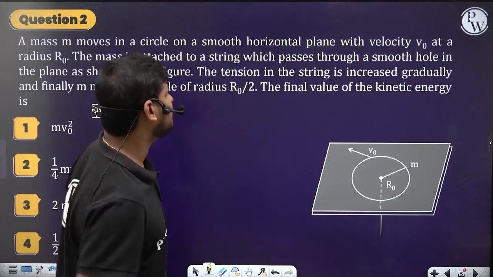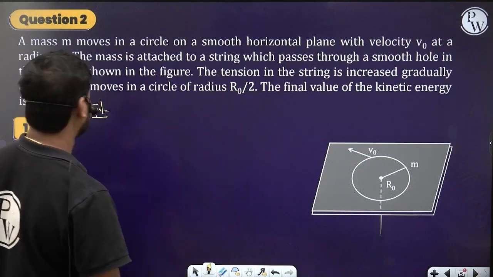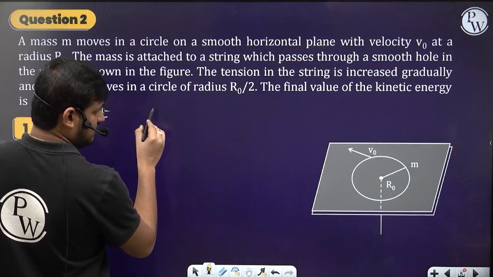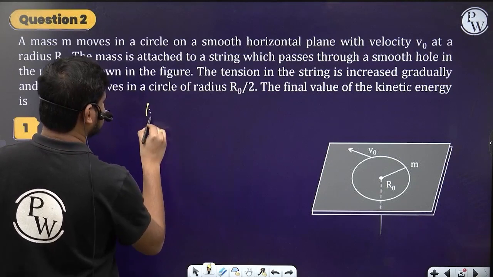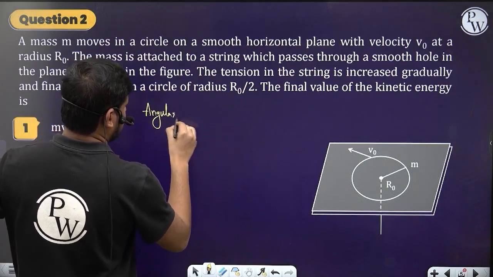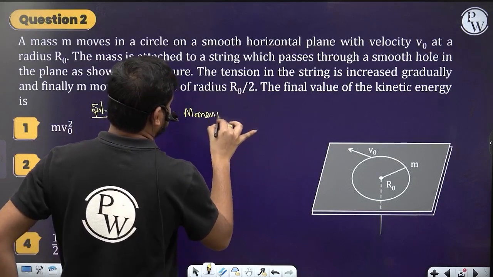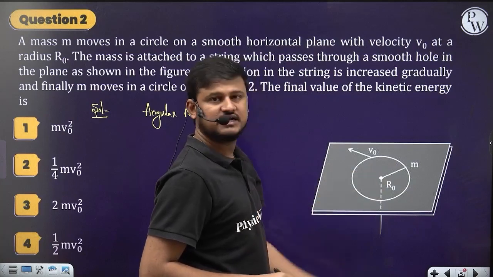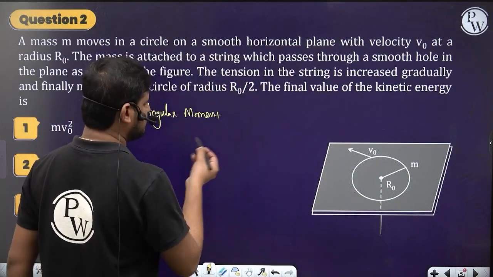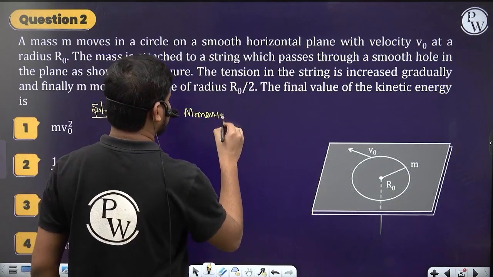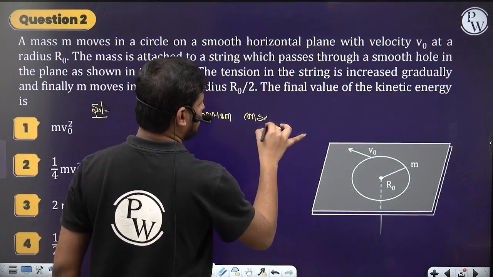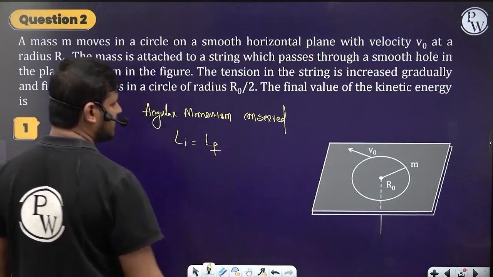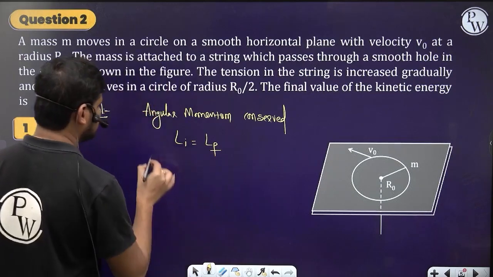So the final value of the kinetic energy is asked. How do we find that? Simply, the angular momentum is conserved first. The angular momentum is conserved because the tension is along the axis through the center, so the torque due to the tension will be 0. As the external torque is 0, we can say that the angular momentum is conserved. So the initial angular momentum is equal to the final angular momentum.